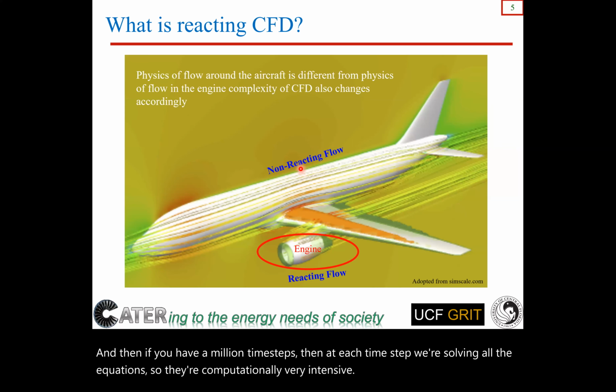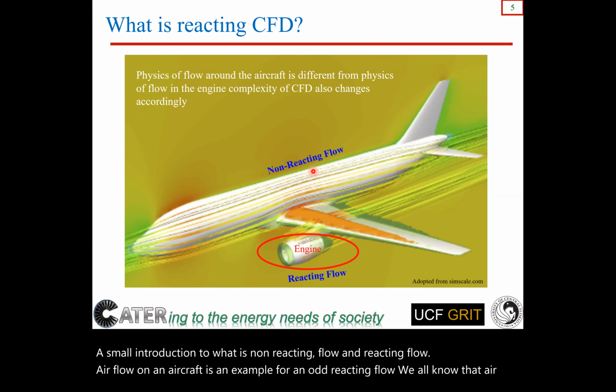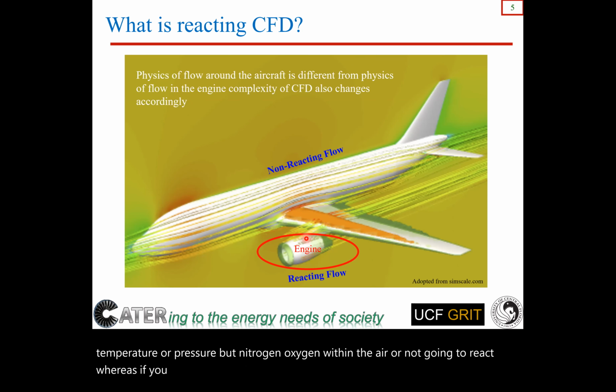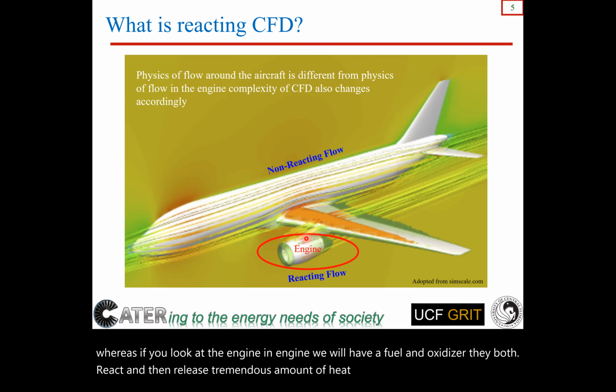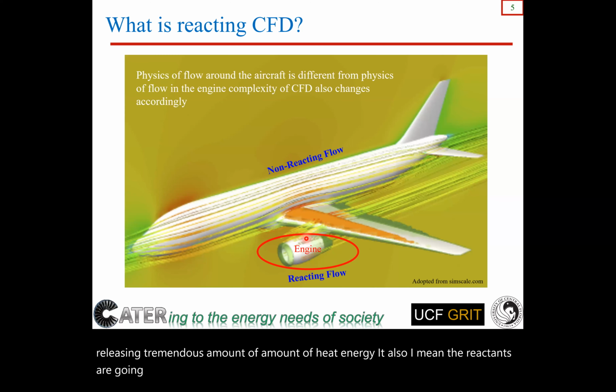A small introduction to what is non-reacting flow and reacting flow. Airflow on an aircraft is an example of a non-reacting flow. We all know that air has nitrogen and oxygen present in it. When the air is flowing on the aircraft, it may change its temperature or pressure, but nitrogen and oxygen within the air are not going to react. Whereas if you look at the engine, in the engine we will have a fuel and oxidizer. They both react and then release a tremendous amount of heat energy. In the process of releasing tremendous amount of heat energy, the reactants are going to transform into products. So this is the difference between reacting flow and a non-reacting flow.